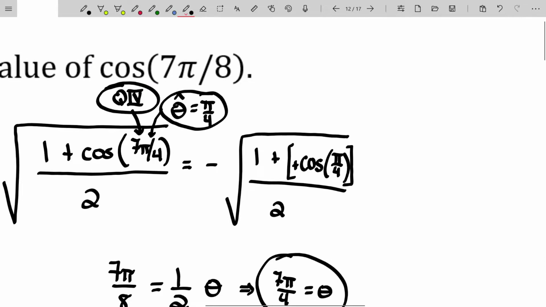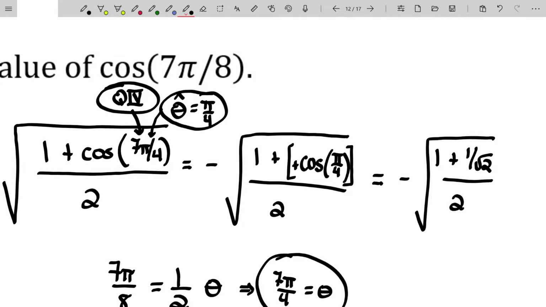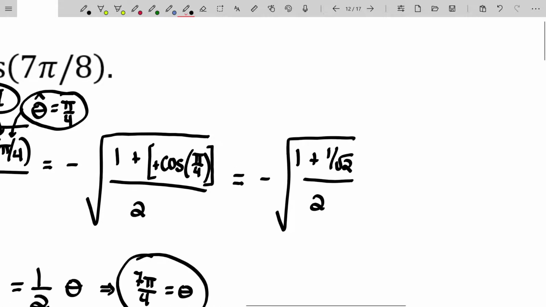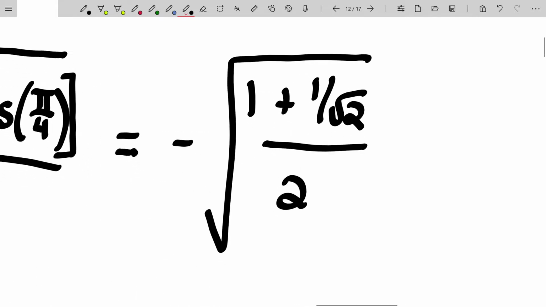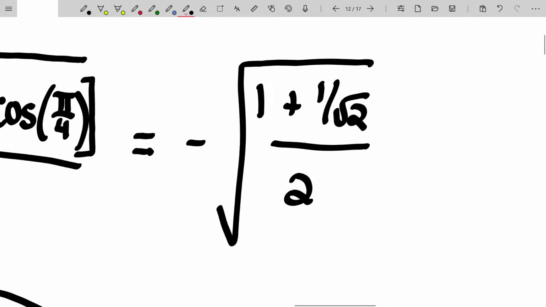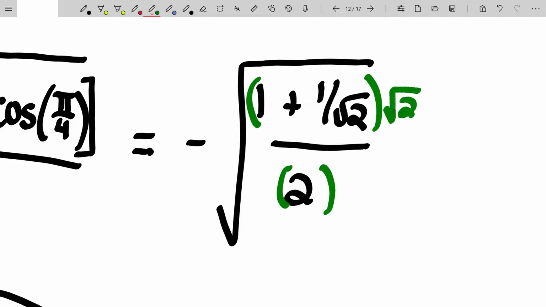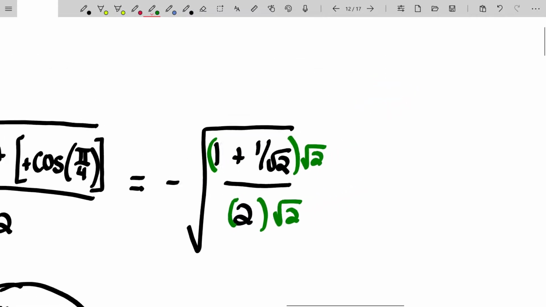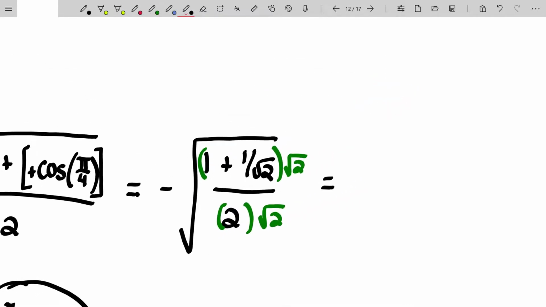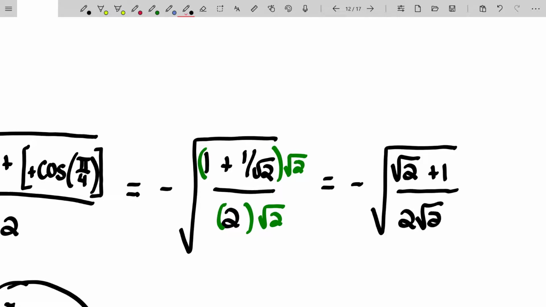And now I finish evaluating this by saying this is the negative square root of 1 plus 1 over root 2, all being divided by 2. Now in this case, you do have to simplify this, because within this radical, that is a compound fraction. So I'm going to multiply both numerator and denominator inside this radical by the square root of 2. When you do that, you get a negative square root of root 2 plus 1 over 2 root 2.